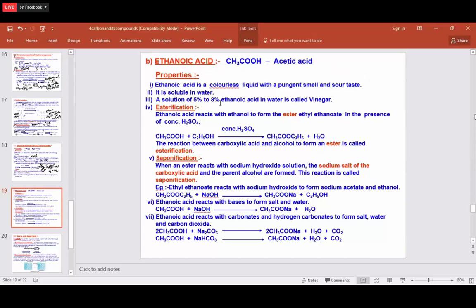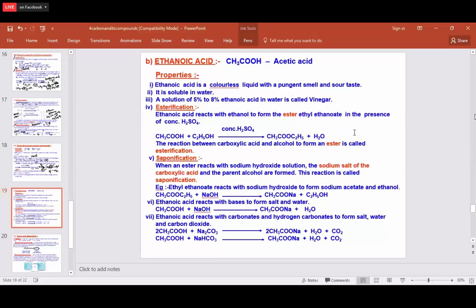Now the properties. Ethanoic acid is a colorless liquid with a pungent smell and a sour taste. It is easily soluble in water, and a solution of 5 to 8 percent ethanoic acid in water, we call it vinegar.